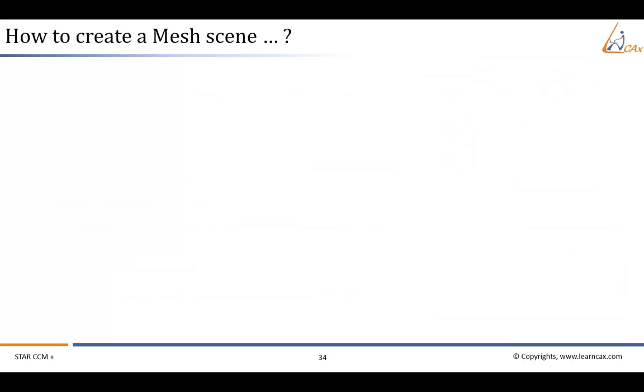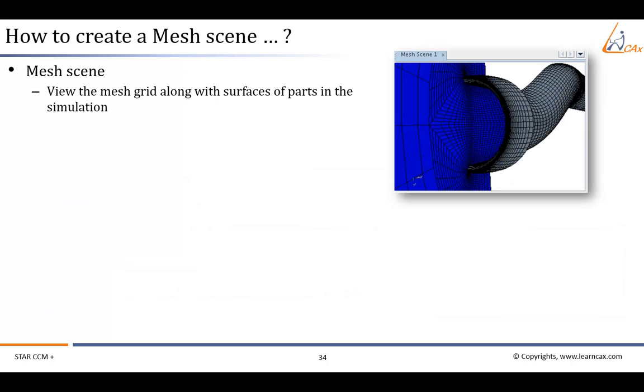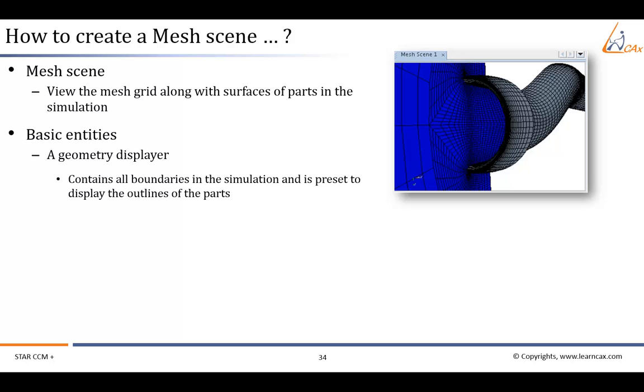Let us see the mesh scene now. We can create a mesh scene to view the mesh grid along with surfaces of parts in the simulation. Basic entities that come with mesh scene are a geometry displayer. This contains all boundaries in the simulation and is preset to display the outlines of the parts.